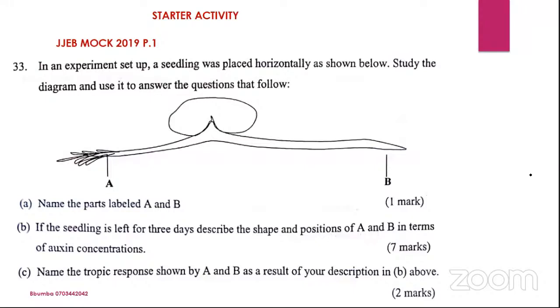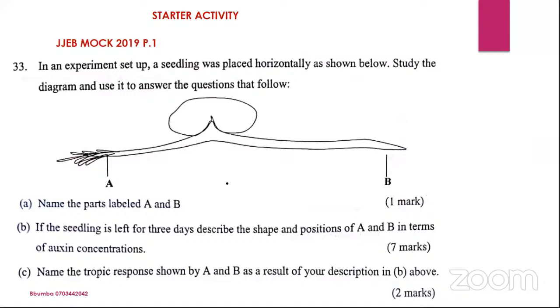Okay, let us choose another person. Hakim. Part A is the shoot and B is the root. Okay, yes, that is actually correct. And you can see already that normally the shoot has some kind of leafy structures that are trying to grow up. And the root normally will not have those leafy structures. So it is very clear that A is the shoot.